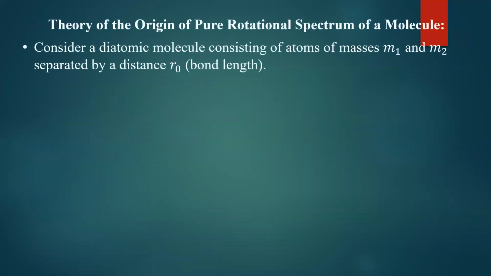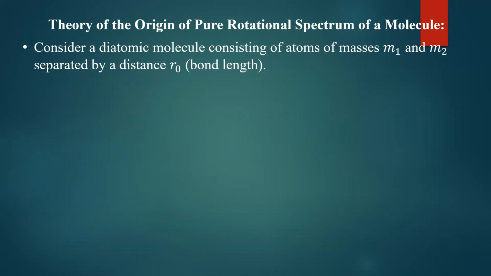Now let us consider the theory of origin of the pure rotational spectrum of the molecule. Suppose only rotational motion is considered, how the energy of the molecule is going to be found, and the transition between the energy levels gives rise to the rotational spectrum. How does this rotational spectrum look? We'll consider that.